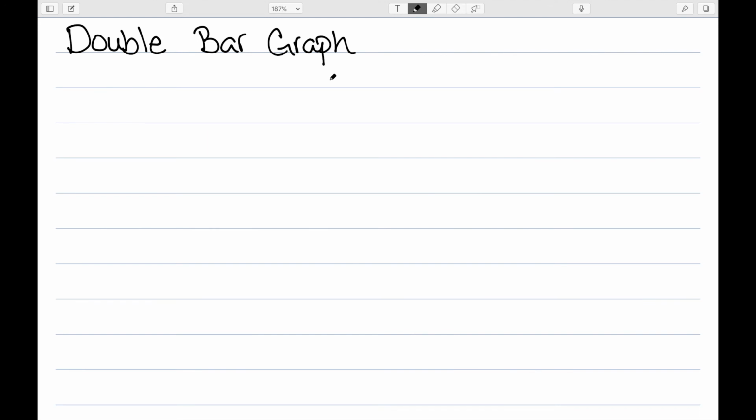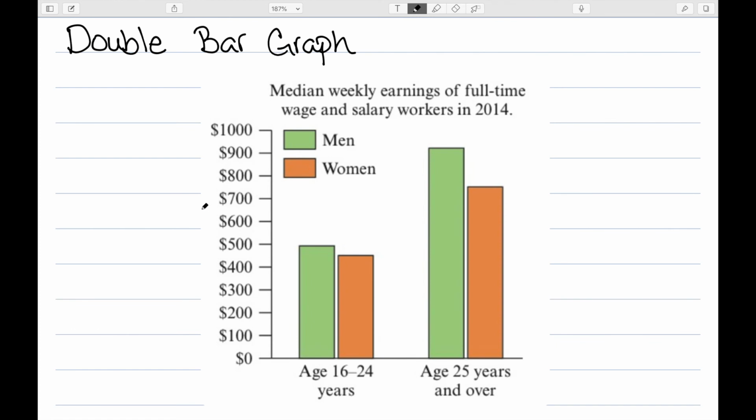We can also have what's known as a double bar graph. This is a bar graph in which each category has been subdivided into 2 subcategories. As an example, here is a bar graph about people, where we have the 2 subcategories of men and women, and we use different colors to show which bar represents which gender.